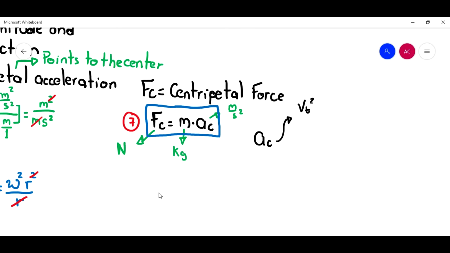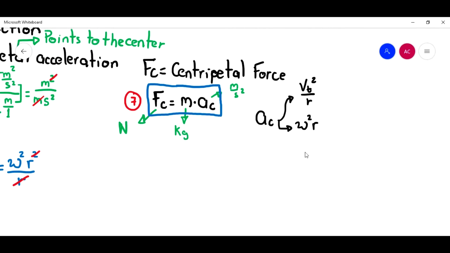tangential velocity raised to the square over the radius, or angular velocity square times the radius. So if you see, I can have two more equations, but I'm just going to use one more, okay? Centripetal force equals mass times acceleration, and I'm going to use this equation over here. So it's going to be times W, that is the angular velocity raised to the square, times the radius, okay? So I'm going to circle this equation over here, and that will be the equation number 8.